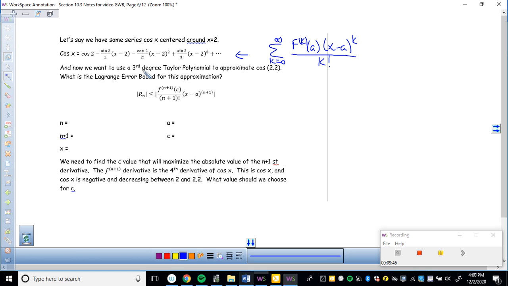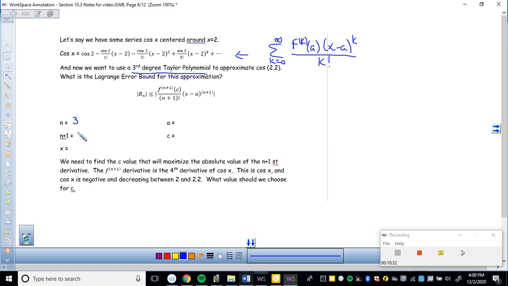And now we want to use a third degree Taylor polynomial, so we'd be cutting it off here at the third degree, to approximate cosine of 2.2. What is the Lagrange error bound for this approximation? So what's the biggest value of the error if we cut this off at the third degree. So to be able to figure out what's going on, we need to know what all these letters mean. So n is the order of the polynomial that we are using for our approximation. So we're doing a third degree, and so the third order would be what we use the third derivative to find, and so our n is 3.